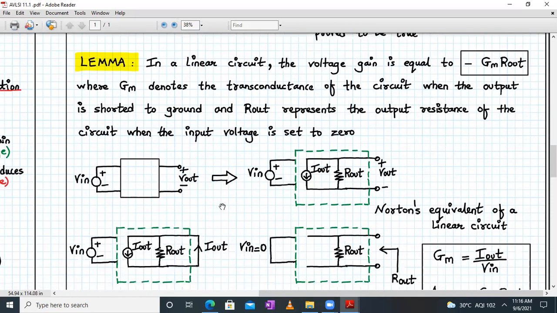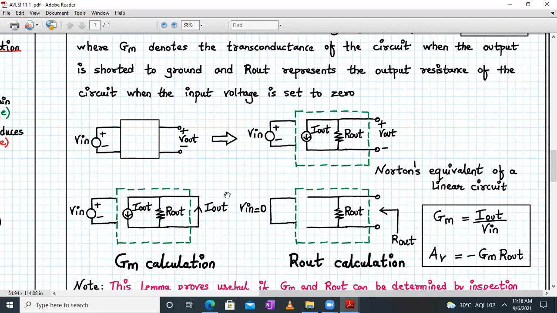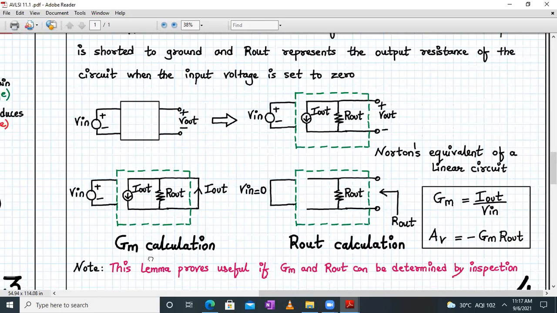Okay, so what it means is, let's say you have an amplifier network wherein we have connected the input, so we have an output. How do we represent this in a model form? We have a current source I out, in parallel we have a resistance R out. So basically, that's a Norton's equivalent of a linear circuit. Fine. Now, how do we do the GM calculation?